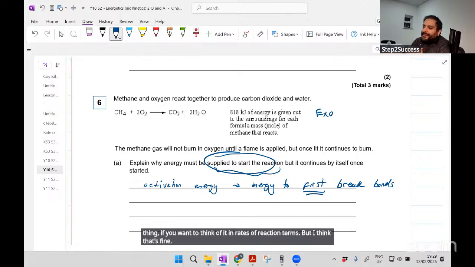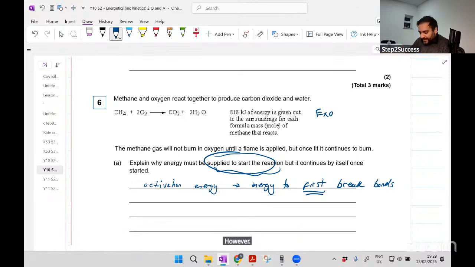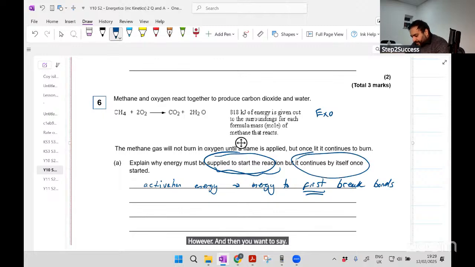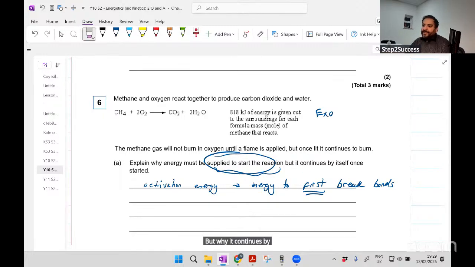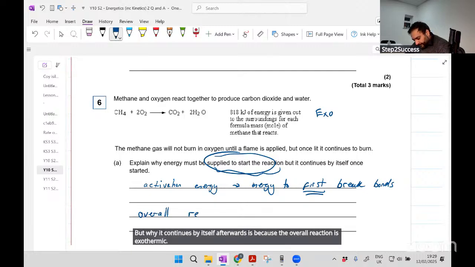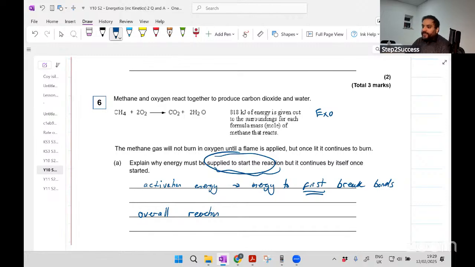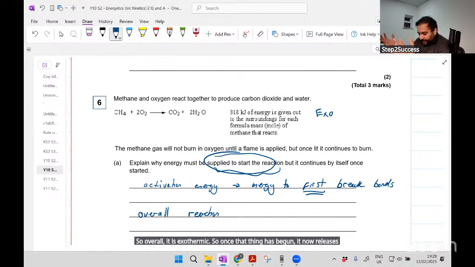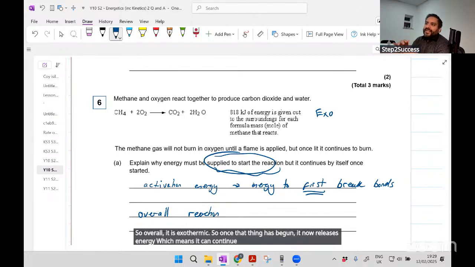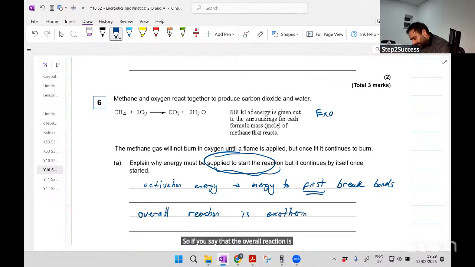However, you then want to say that why it continues by itself afterwards is because the overall reaction is exothermic. So overall, it is exothermic. Once that thing has begun, it now releases energy, which means it can continue by itself. It just needed that energy at the beginning to get it going. After that, it releases energy, which means that we don't now need to keep supplying it with energy. So if you say that the overall reaction is exothermic, you're good.